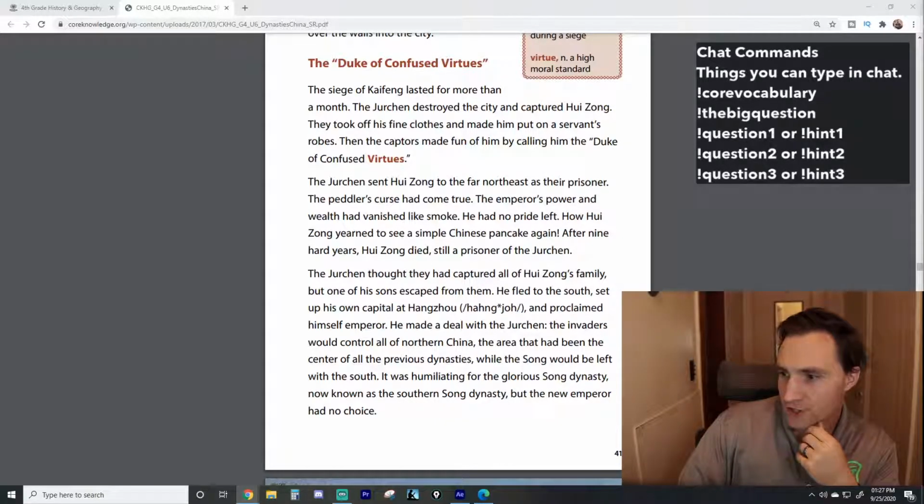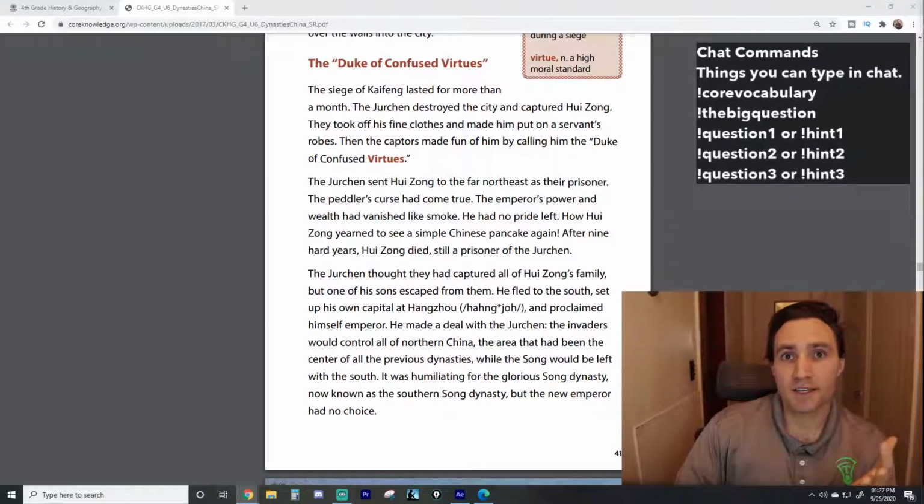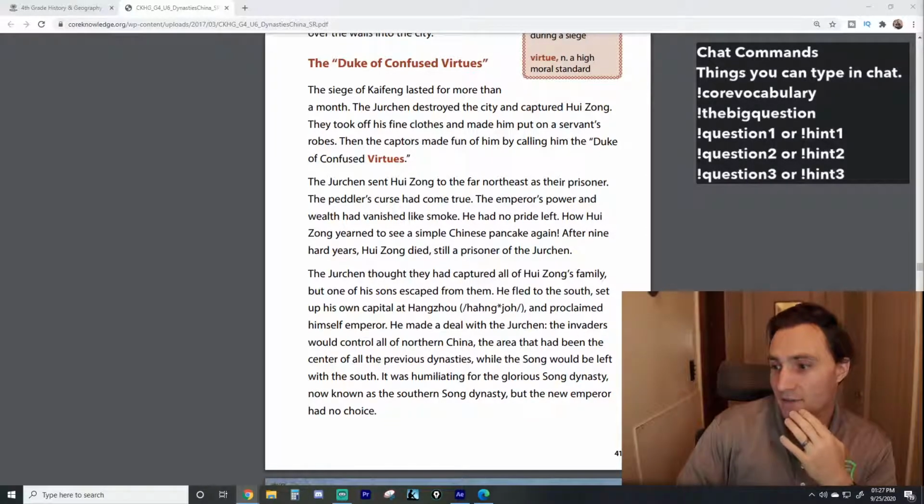All right. After Jurchen turned against China, they destroyed Kaifeng, right? The capital city. And they captured Hui Zong, the emperor, right? The emperor was a prisoner with no wealth or pride left. As the peddler predicted, Hui would be glad to eat a pancake. So Hui Zong was captured and became a prisoner. His empire fell, and he was a prisoner. And as a prisoner, he probably didn't have very good food, and so he would have been pleased and super happy to have at least a pancake. So that's how it came true.